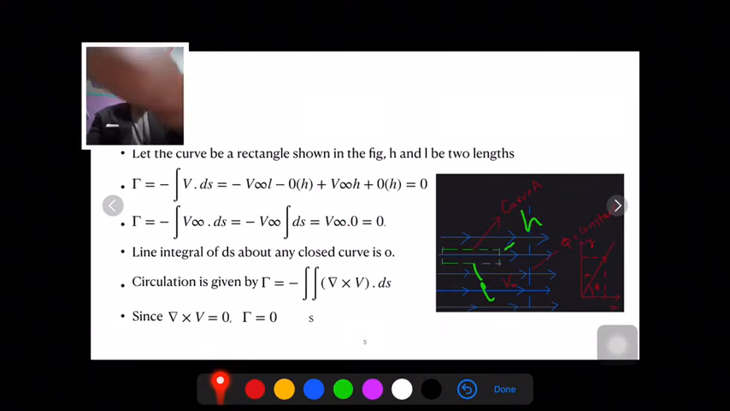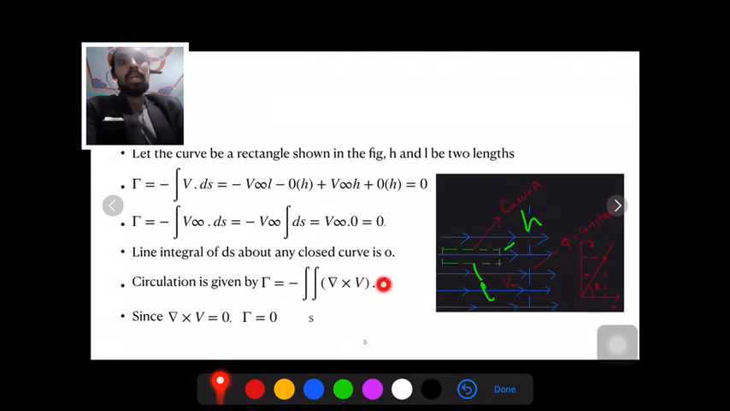Now if you want to write your circulation in terms of your surface integral, then it becomes the double integral of del cross v ds, with a negative sign of the line integral, so a negative will always be there. So minus the double integral over the surface of del cross v ds. I know my del cross v is equal to 0, irrotational flow, that's why my circulation is equal to 0. So this is basically your first type of elemental flow, that is your uniform flow.